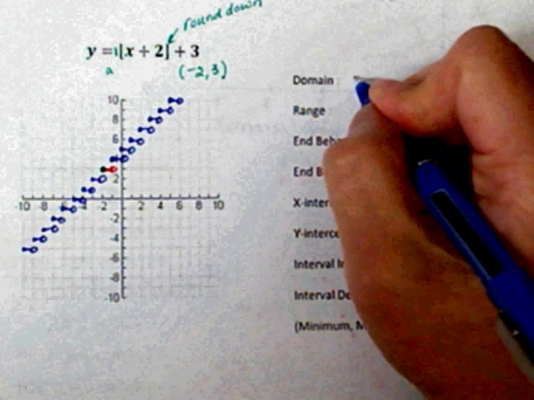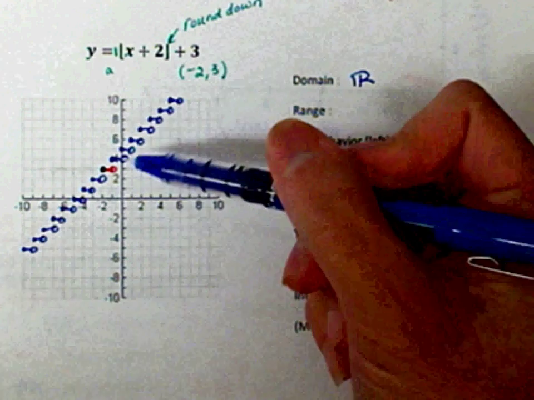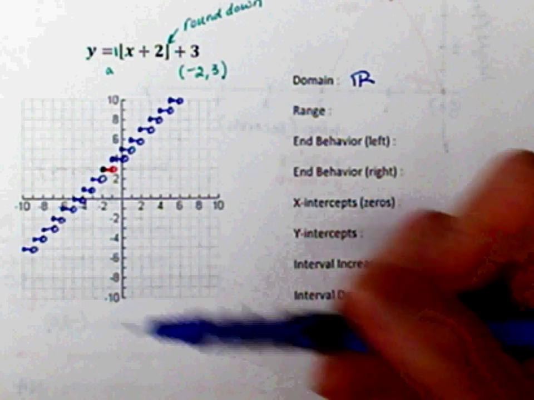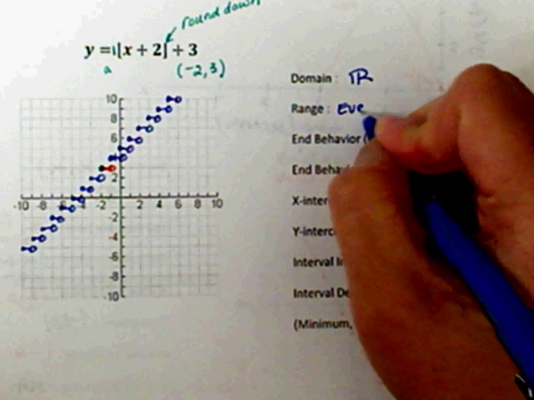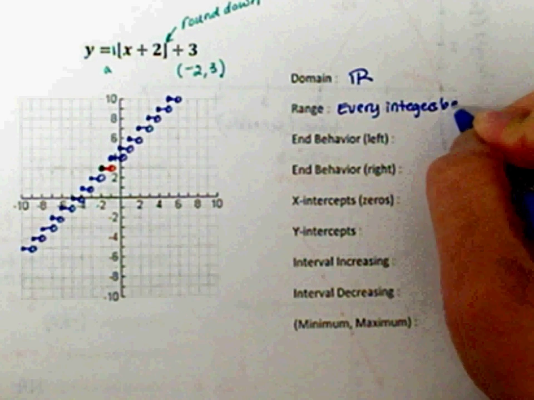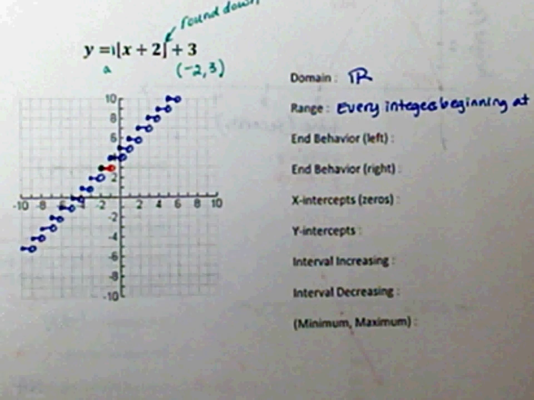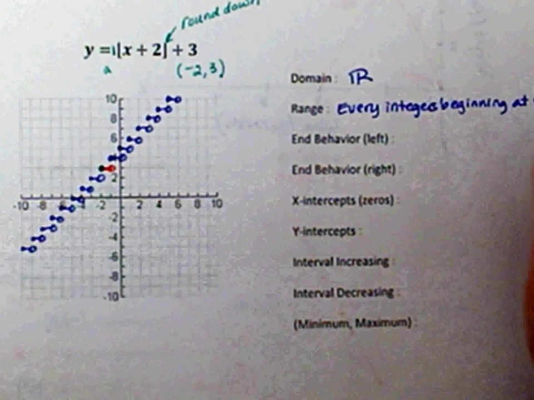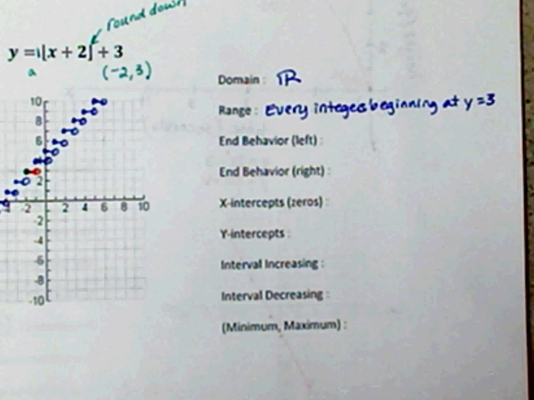Your domain, all real numbers. Now your range is not all real. You notice how 5.5 is not part of it, 6.5 is not part of it, but I'm going up by every number. So I can say every integer, integers are whole numbers, beginning at, pick a number, y equals 3, y equals 2. Well, y is my 3 there, so I'll just pick a 3 to make it easy on me. See it like that? y equals 3, okay?